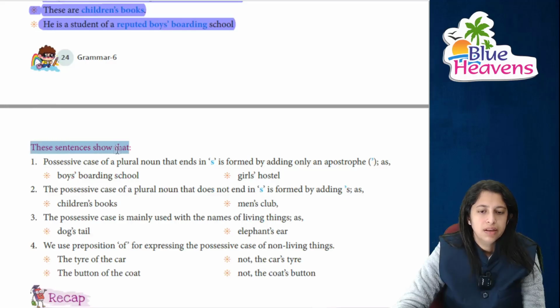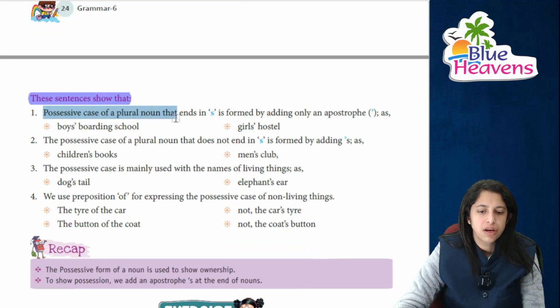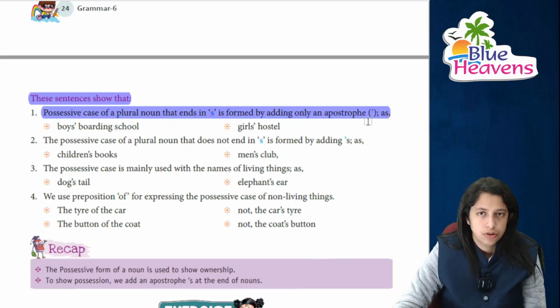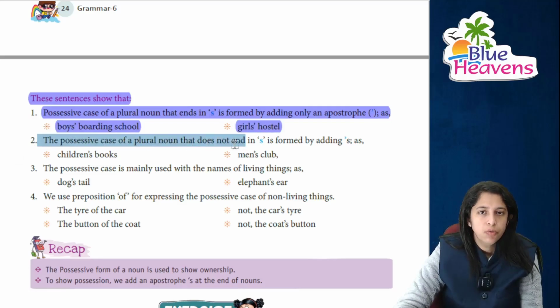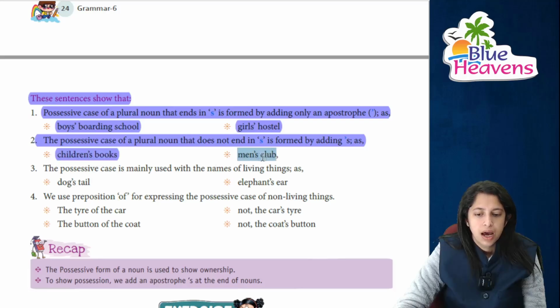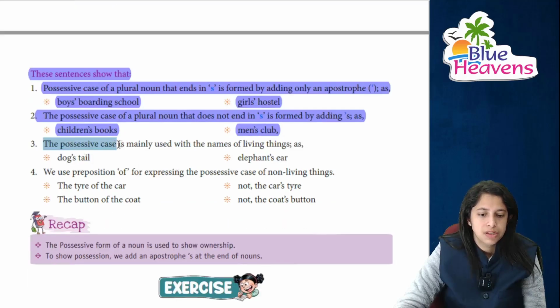You have to read the sentences that show the possessive case of the plural nouns that end with s. What will we add here? Only an apostrophe. For example, boys' boarding school, girls' hostel. The possessive case of a plural noun that does not end in s is formed by adding apostrophe s, like children's books and men's club. Next, the possessive case is mainly used with the names of living things, like dog's tail and elephant's ear, right?